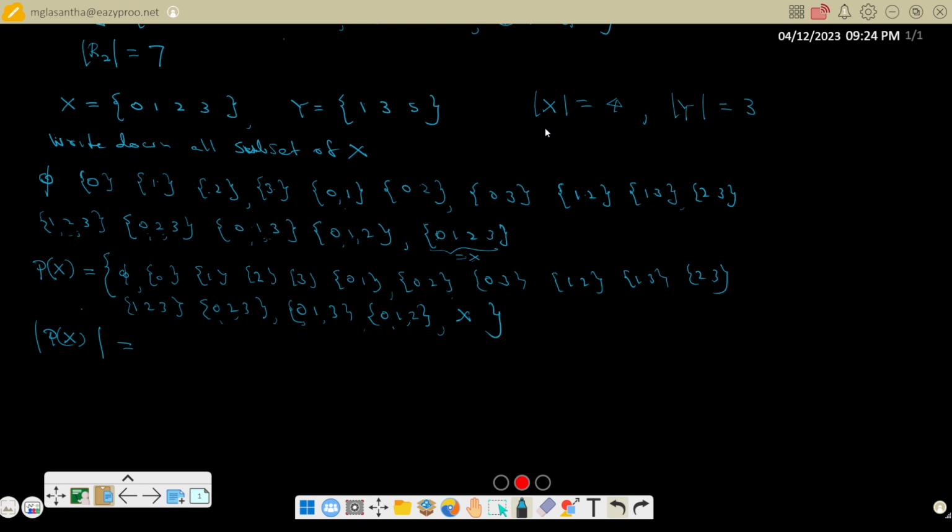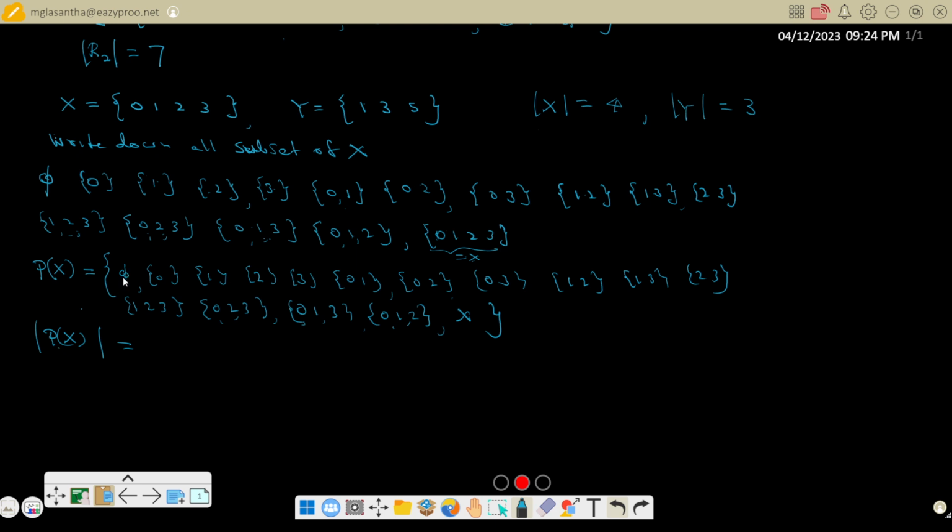What is the cardinality of... We didn't write the Cartesian product here, right? Because you need that number for the cardinality of the power set. Now we are discussing the cardinality of the power set. So now tell me what is the cardinality of PX.